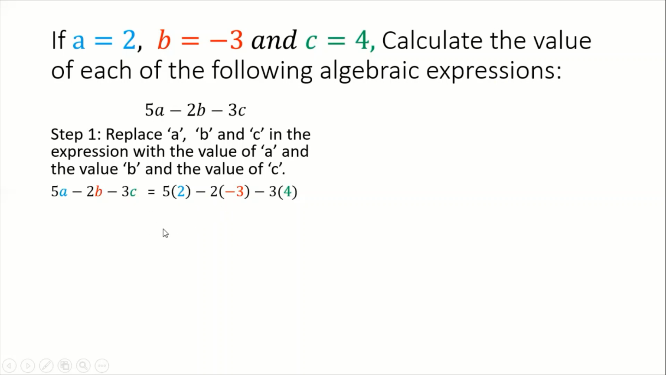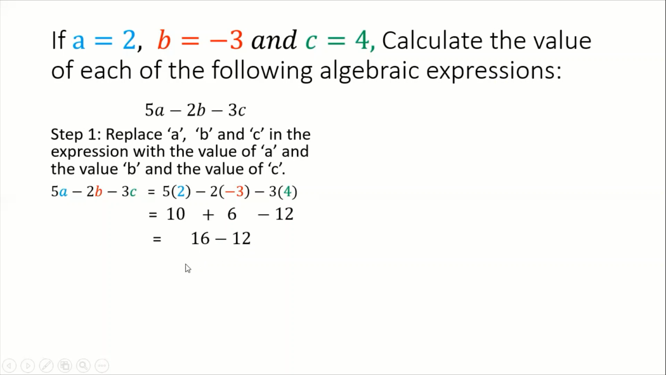At this stage now, you're going to simplify. So remember that the bracket implies multiplication. So 5 times 2 will give us 10. You have a -2 times a -3. That's going to give us a positive 6. And you have a -3 times a positive 4. That is going to give us a -12. Here we can simplify from left going to right. So we could combine 10 plus 6. That is going to give us 16. Put back our -12.